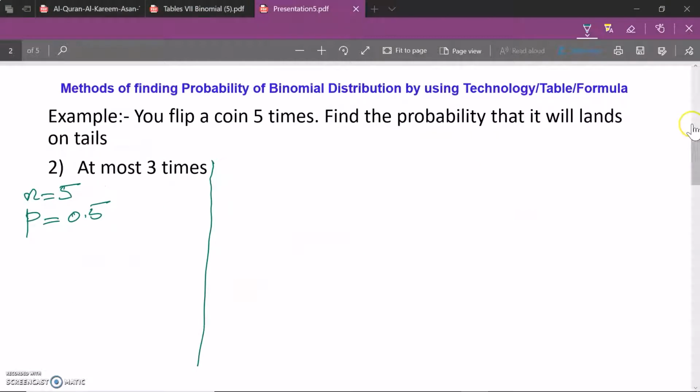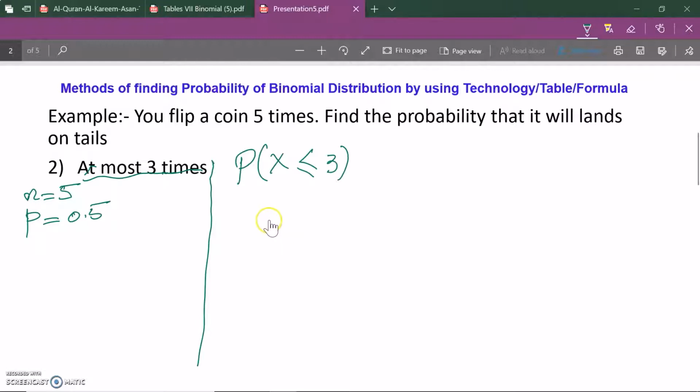So in the second part, it is asking what is the probability that the coin will land on tail at the most 3 times. So this word, at most, is important, right? At most means we want to find the probability that x is at the most less than or equal to 3. At the most 3 means x is less than or equal to 3.